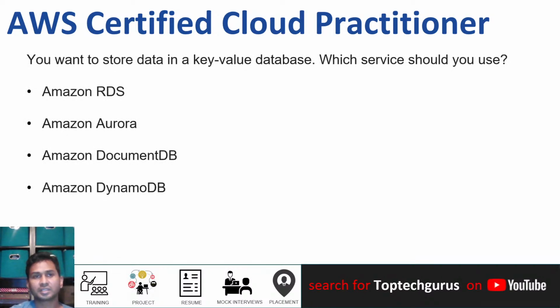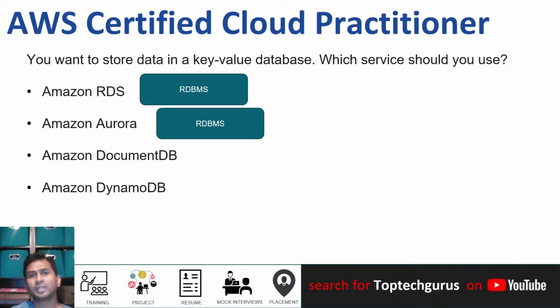Your next question is you want to store data in a key value database. What service should you use? Again, as soon as you hear the words key value database, you probably can make it out. So you probably know what the answer is. I can make it out here, but let me read the other options. Amazon RDS, which is an RDBMS, so it's a relational database. Amazon Aurora, another relational database. Amazon DocumentDB, which is a MongoDB related database.